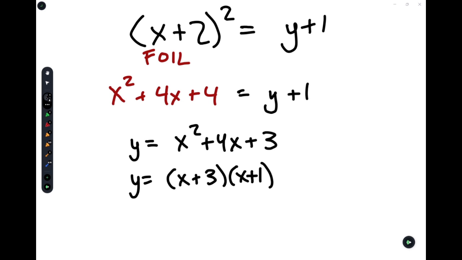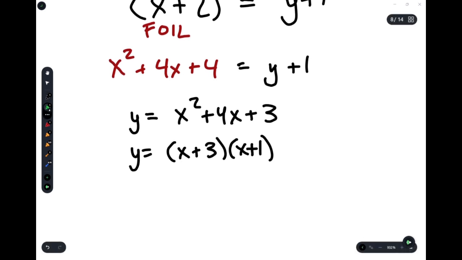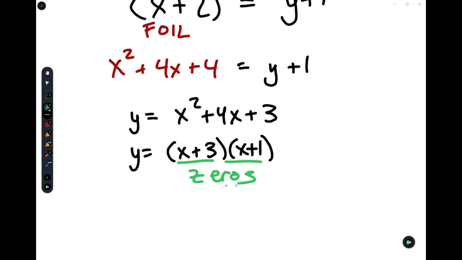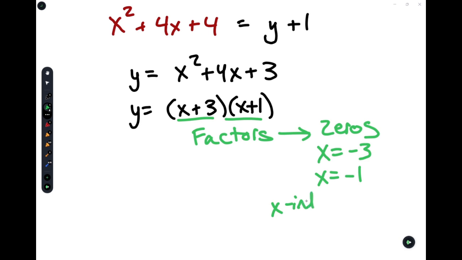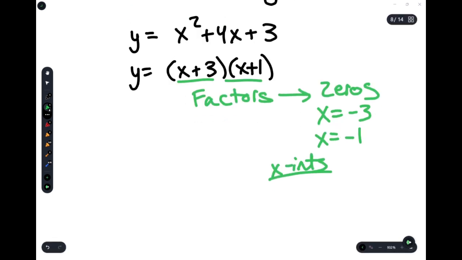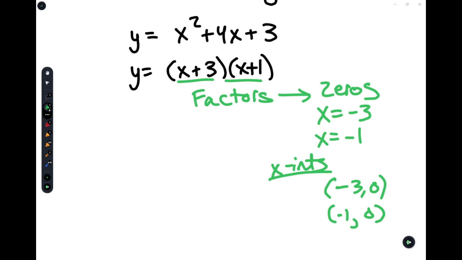You know what those 2 things are? Those are zeros. We haven't done this in class yet, but those are zeros. Well, no, that's wrong. Hey, thank you. Those are our factors, and factors tell you the zeros because the zeros are actually x equals -3 and x equals -1, which means the x-intercepts are, what's an x-intercept? Hey, say it the right way. (-3, 0) and (-1, 0). Okay, that's just side notes.